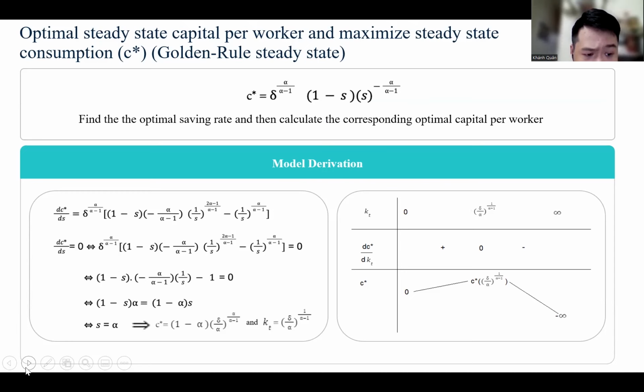Based on the steady state condition, the corresponding capital per worker is K_t equals (gamma over alpha) to the power of 1 over (alpha minus 1). And we can see in the table on the right that at this capital per worker, the consumption per worker reaches its maximum. Now, anh Dũng will discuss some limitations.